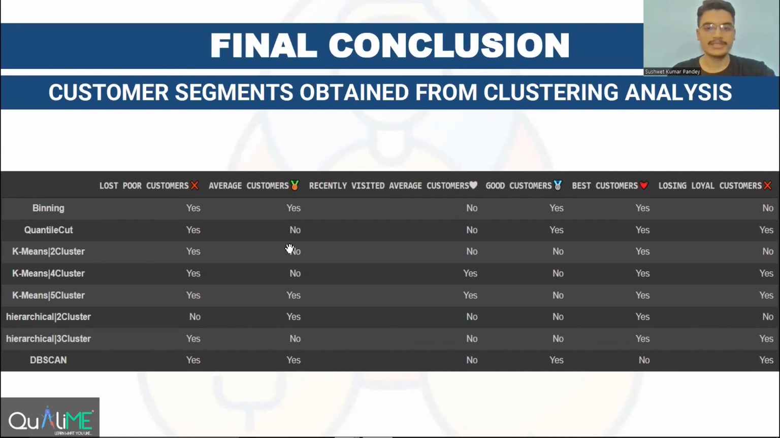Now, the company may identify the customers who are more profitable and provide them with some better services. And it may also recognize these lost poor customers who are more likely to churn, and can target them by providing some better offers to retain them.